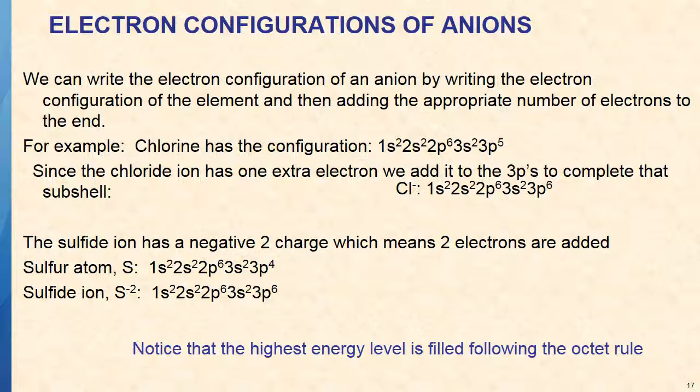Below you can see sulfur, the same thing. Sulfur has to gain 2 electrons. Where does it put those 2 electrons? It fills out the 3rd shell. Notice that the highest energy shell is now filled. And also, you might notice, we'll look at it in the next slide, that those electron configurations now look like noble gas configurations, or follow a noble gas.